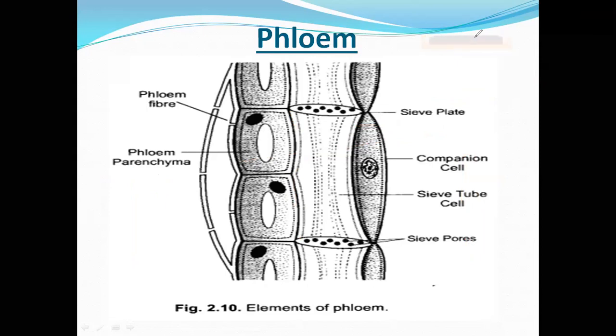With this I will stop here. So far we have completed two important tissues, xylem and phloem. The next important special tissue is secretory tissue. In our next video, we will see this tissue.